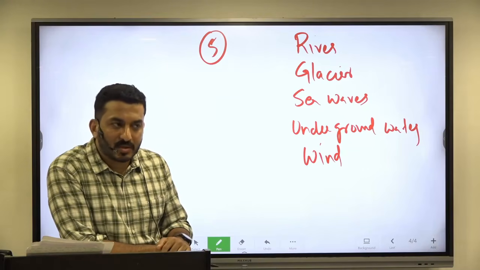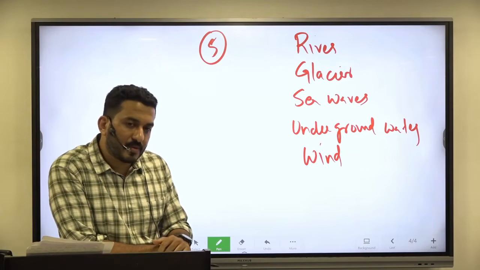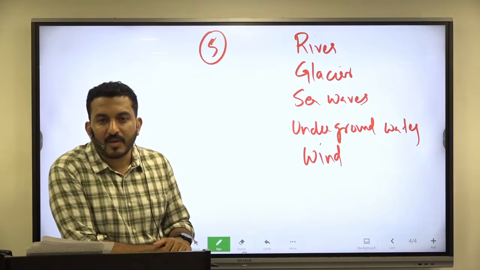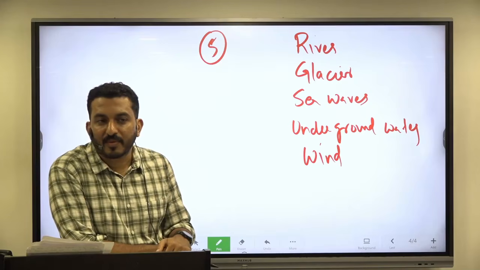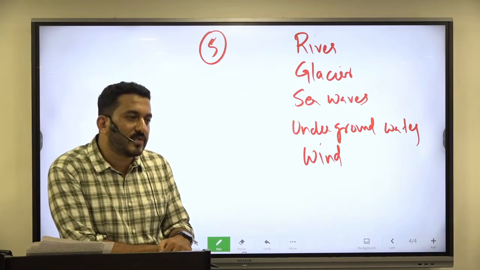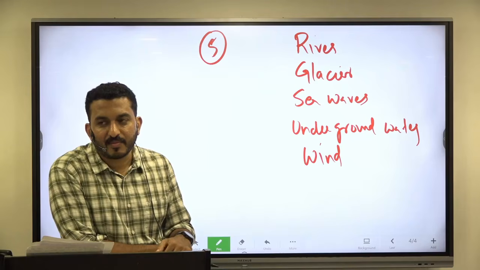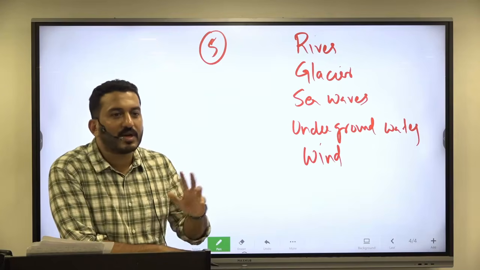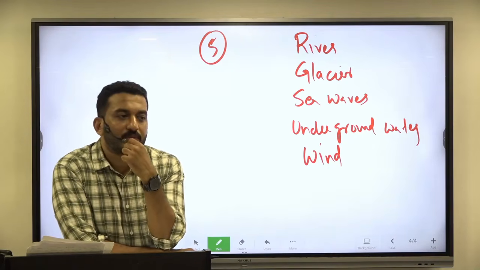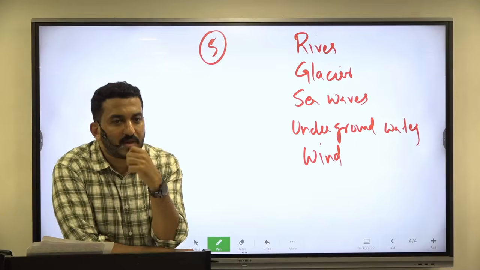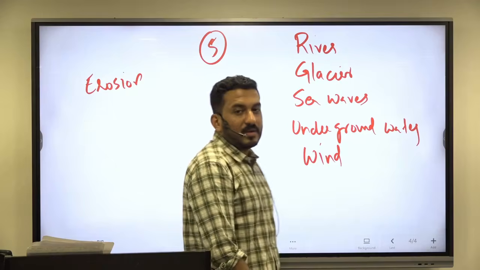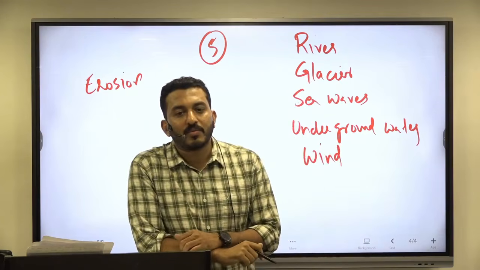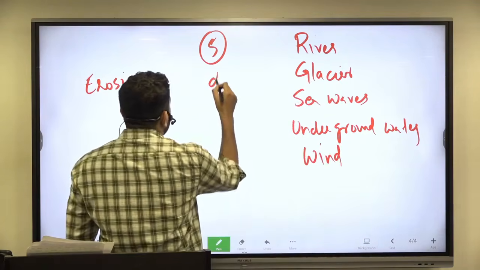These exogenic agents, what are they actually doing? For example, if I take a river, what is the river doing with respect to the Himalayas? What is the fundamental task of a river? Erode. So I can write erosion. Now, after eroding, what will it do? Deposit. So deposition.